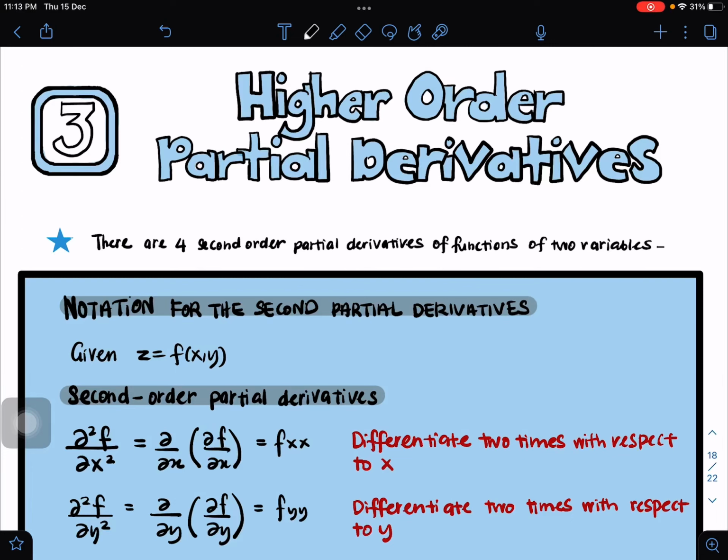Okay class, now let's talk about higher order partial derivatives. So what is a higher order derivative? Let's do some revision about the derivative.